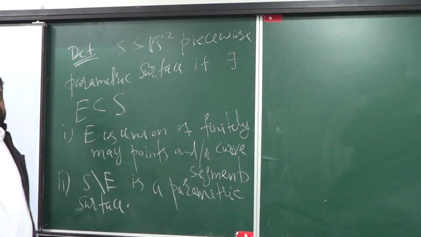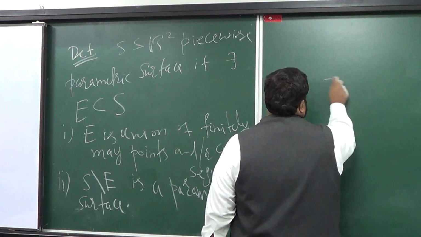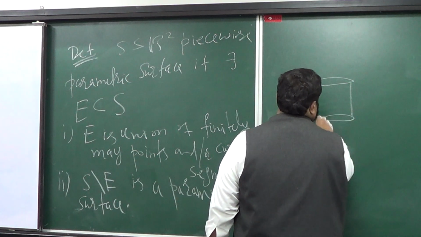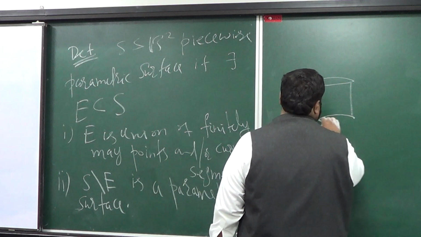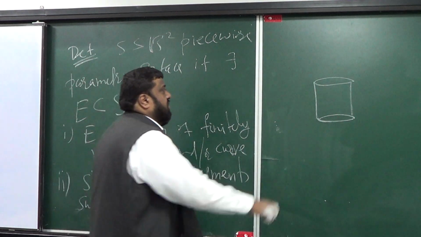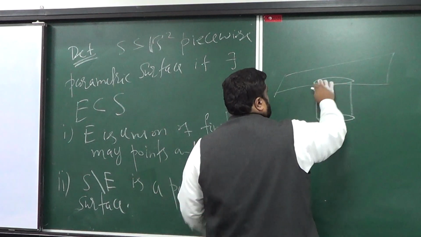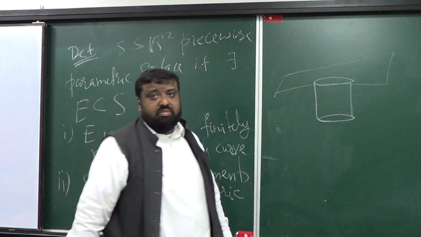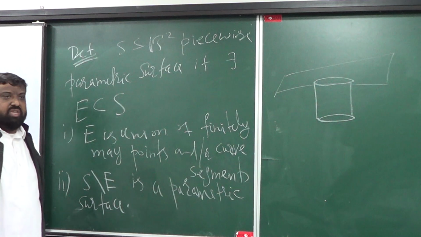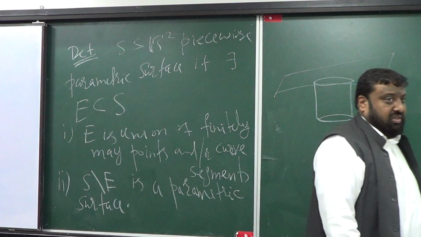What do we mean by a parametric piecewise surface? So imagine you have this cylinder. Let's take a cylinder. And let's put a plane over it, like a lid. Is this a piecewise parametric surface? I'm going to say yes and no. Why?